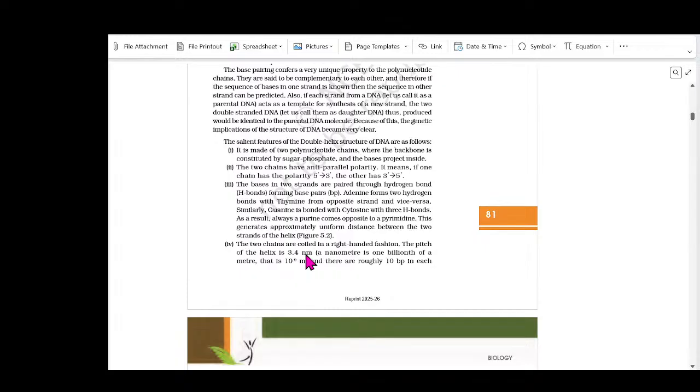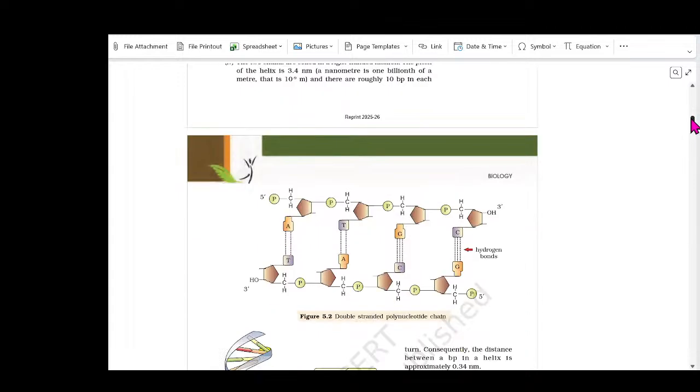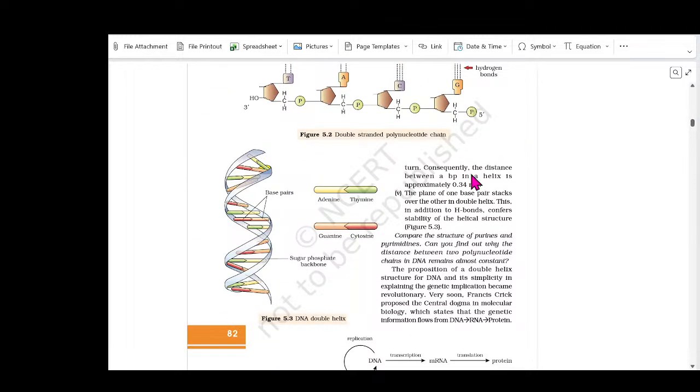The pitch of the helix is 3.5 nanometer. A nanometer is 1 billionth of a meter, that is 10 to the power minus 9 meter, and there are roughly 10 base pairs in each turn. Consequently, the distance between base pairs in a helix is approximately 0.34 nanometer. The plane of one base pair stacks over the other in the double helix. This, in addition to hydrogen bonds, confers stability to the helical structure.